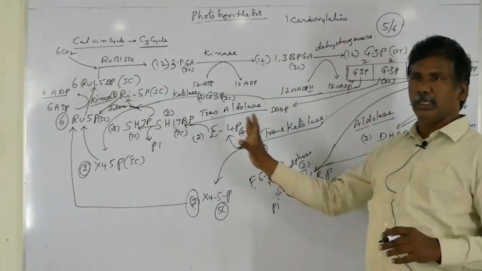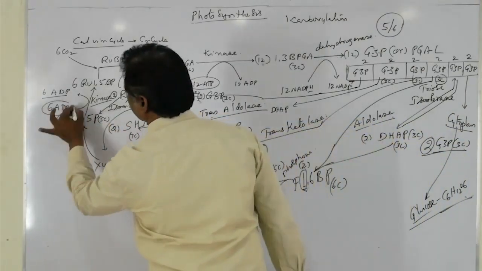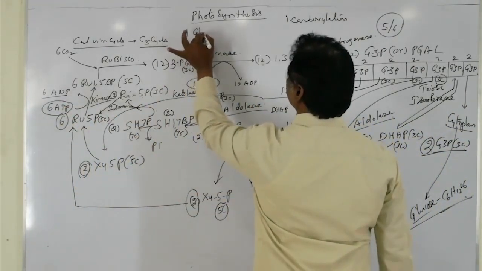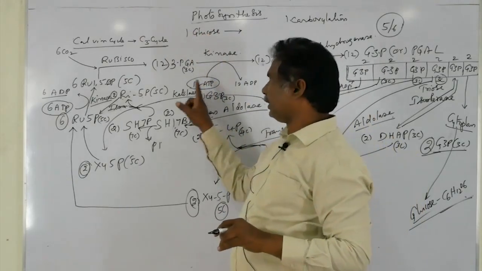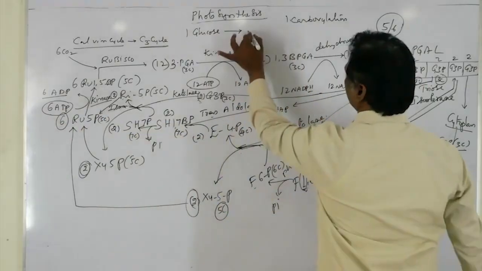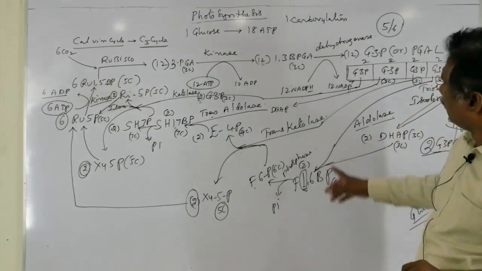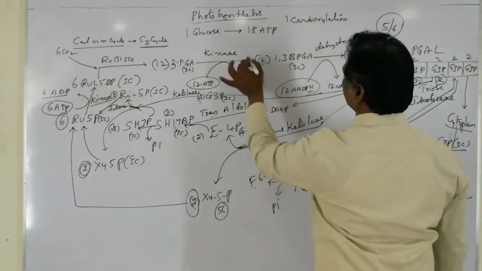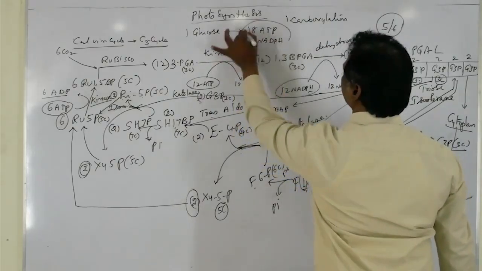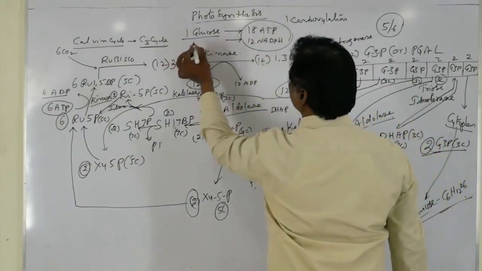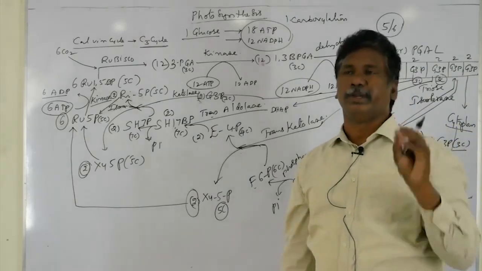How many ATP are utilized? You can see this one, 12 ATP and also 6 ATP for 1 glucose formation. For 1 glucose, how many ATP are required? 12 plus 6, total 18 ATP. How many NADPH2 are produced during this process? Only 12 NADPH. Assimilatory power is required to synthesize 1 glucose molecule during the dark reaction, or Calvin cycle, or C3 cycle.